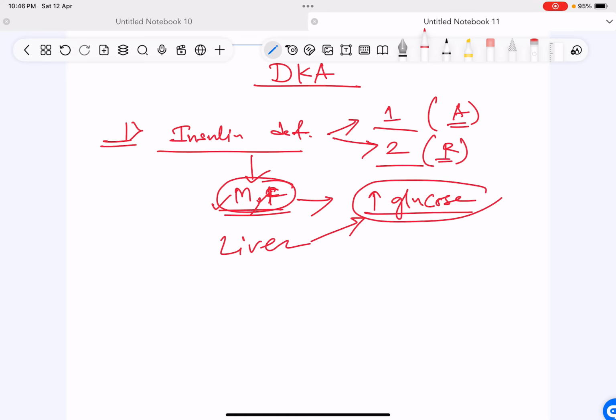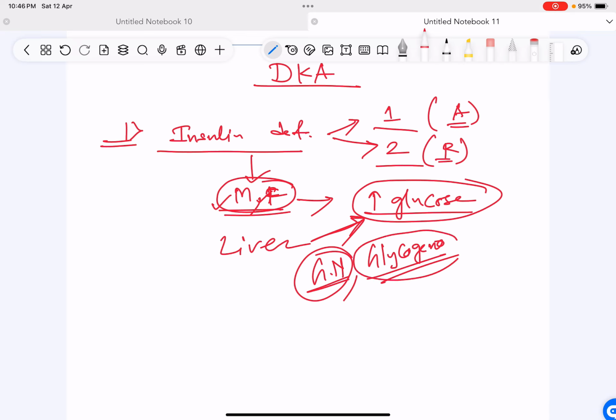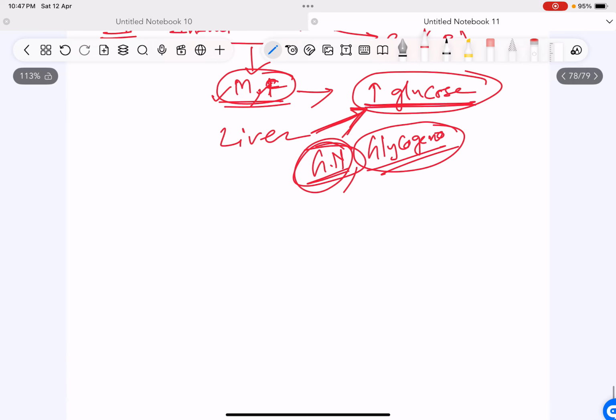So, how does the liver give glucose? Two mechanisms. I'll write in short: GN, gluconeogenesis, and glycogenolysis. So by breaking down the glycogen and by producing glucose from non-glucose molecules, the liver starts producing glucose, and that also gets dumped into the blood, resulting in a hyperglycemia state. Now, your body has less amount of insulin at this present time.